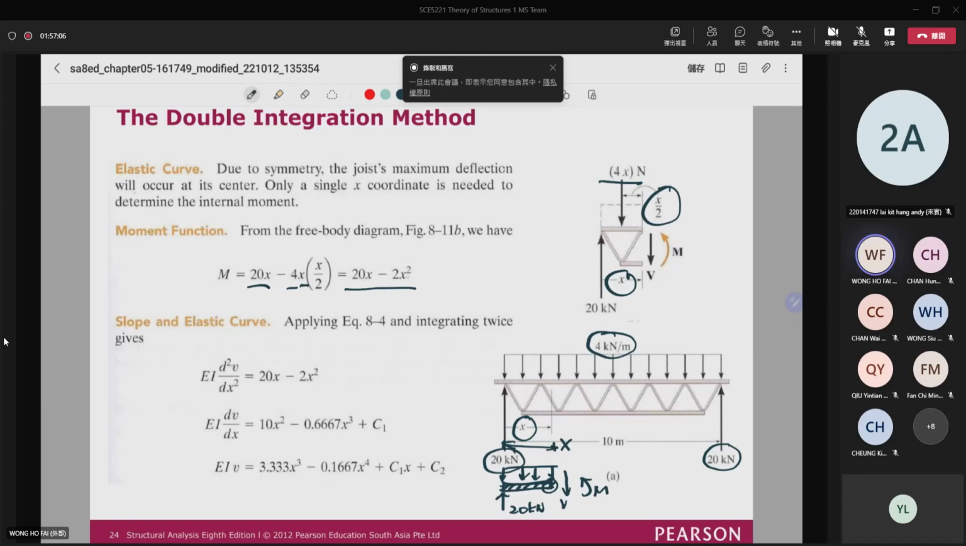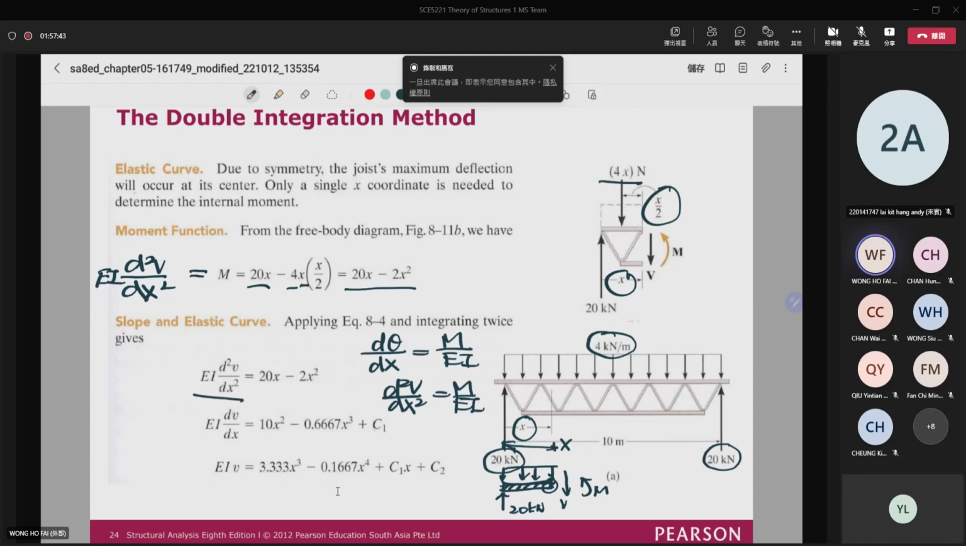And then d theta over dx is equal to M over EI. Or you have d squared v over dx squared, which is equal to M over EI. So here d squared v over dx squared is equal to M over EI. So you have this expression.